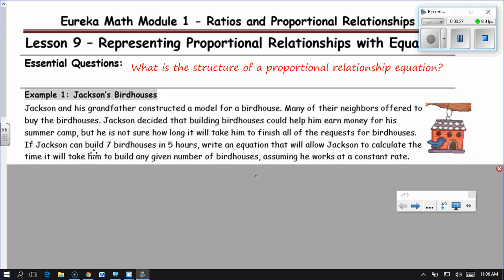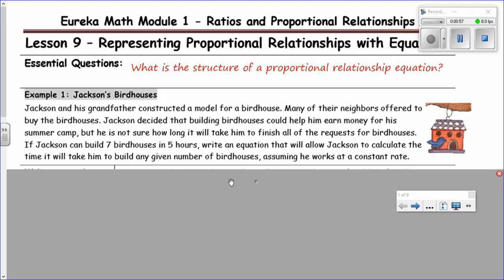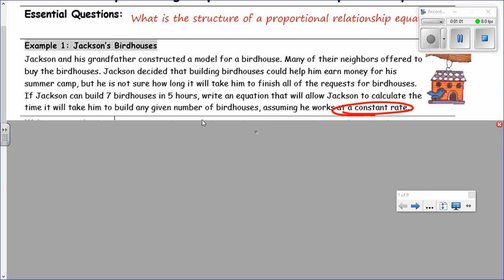Well, what he does know is that he can build 7 birdhouses in 5 hours. Right off the bat, I'm thinking, wow, those numbers don't really work nicely. This is going to be kind of tricky to figure out. So write an equation that will allow him to calculate the time it will take him to build any given number of birdhouses, assuming he works at a constant rate. Okay, so we know it's a constant rate if he's making 7 birdhouses in 5 hours.